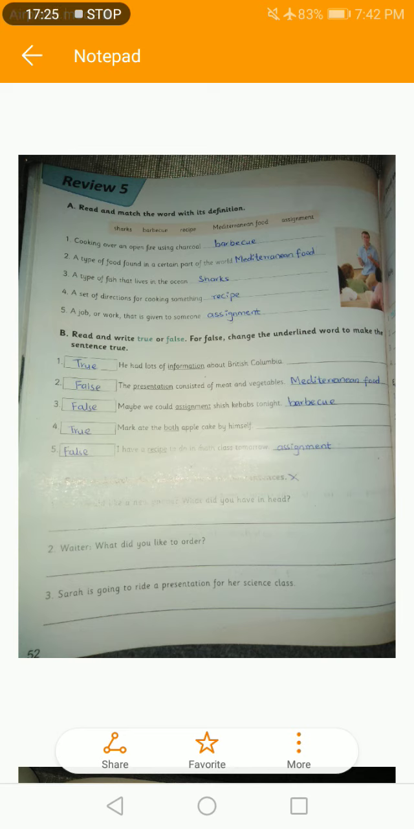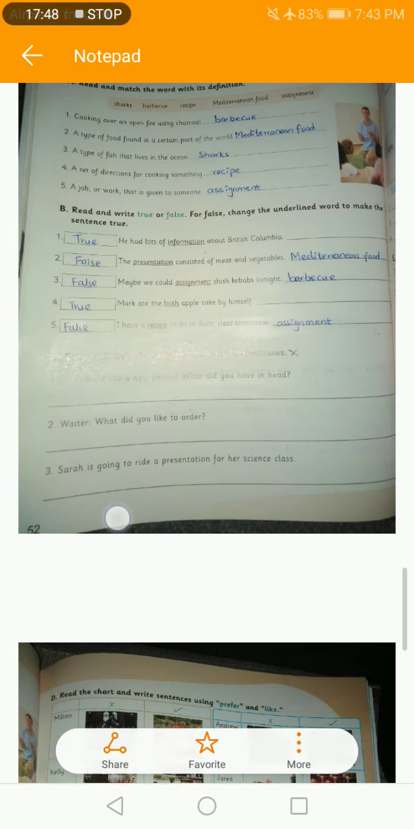Then fifth one, I have a recipe to do in math class tomorrow. This is also false. A recipe is a set of directions for cooking something. So it means that I have an assignment to do in math class. So you have to write false in the bracket and you have to write assignment in the blank. So this is all in page 52.